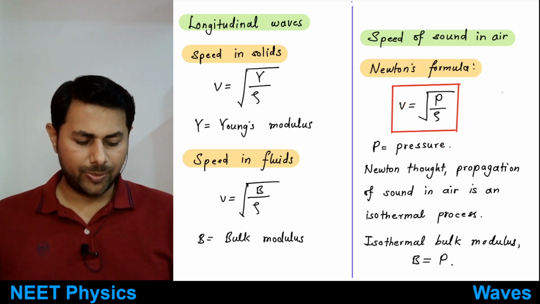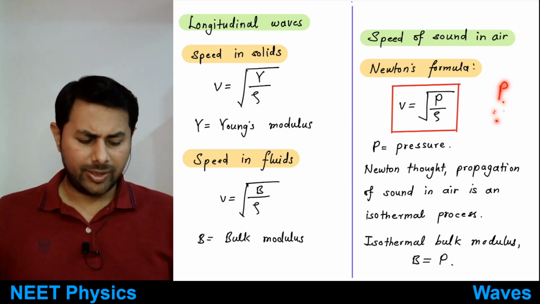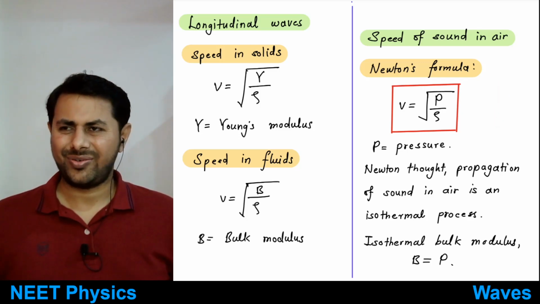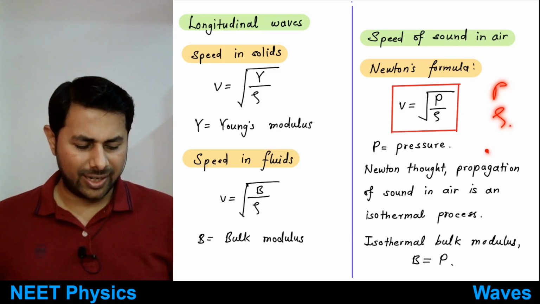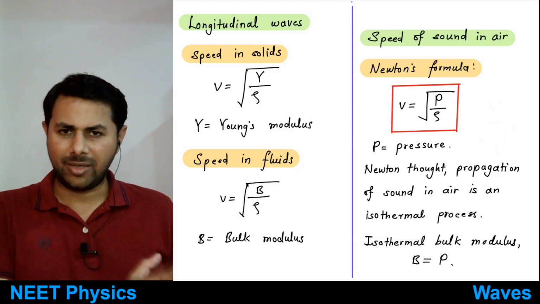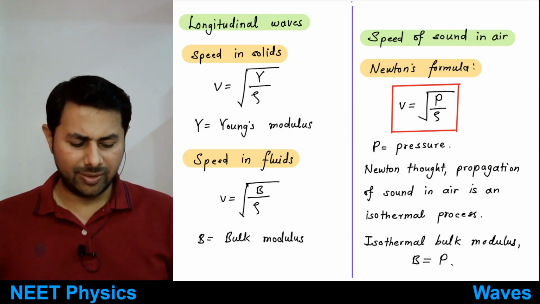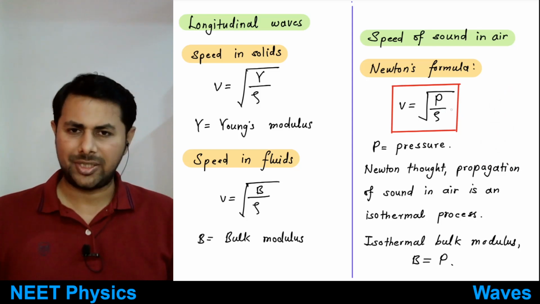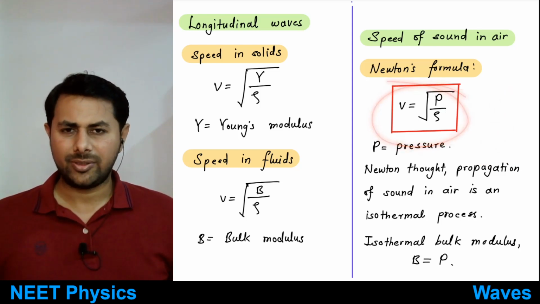Suppose the pressure is given, the density of the air is given, and gamma is also given. Then, of course, we will make use of the second formula to find the speed. Or if speed is given and we are asked to find the pressure, we will make use of that formula. But then what is the importance of this one?